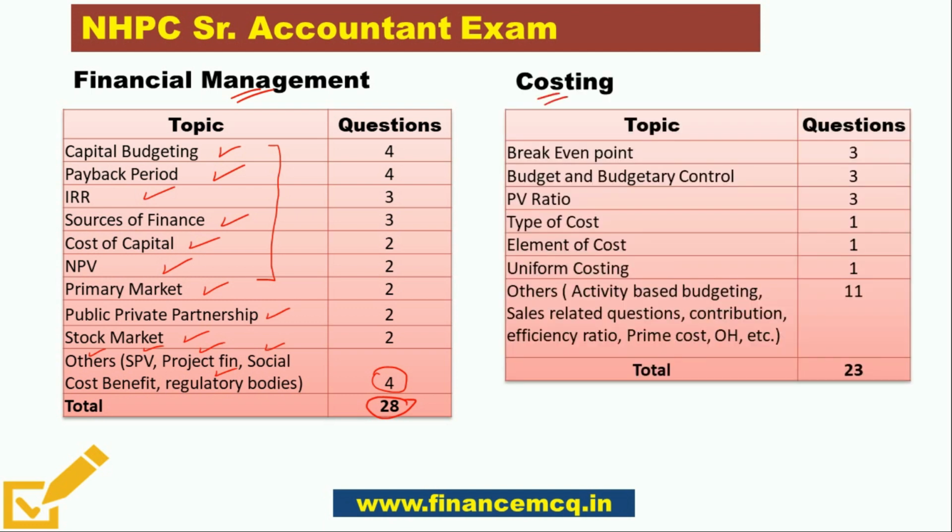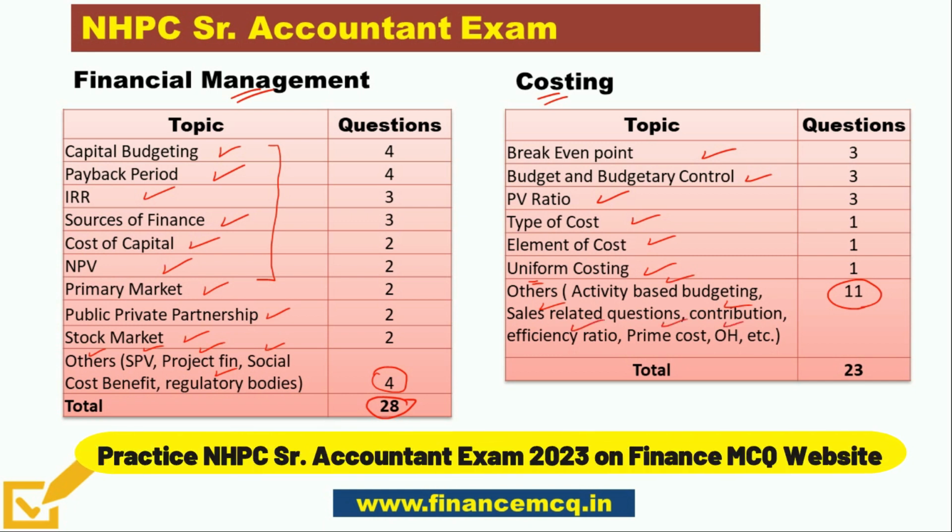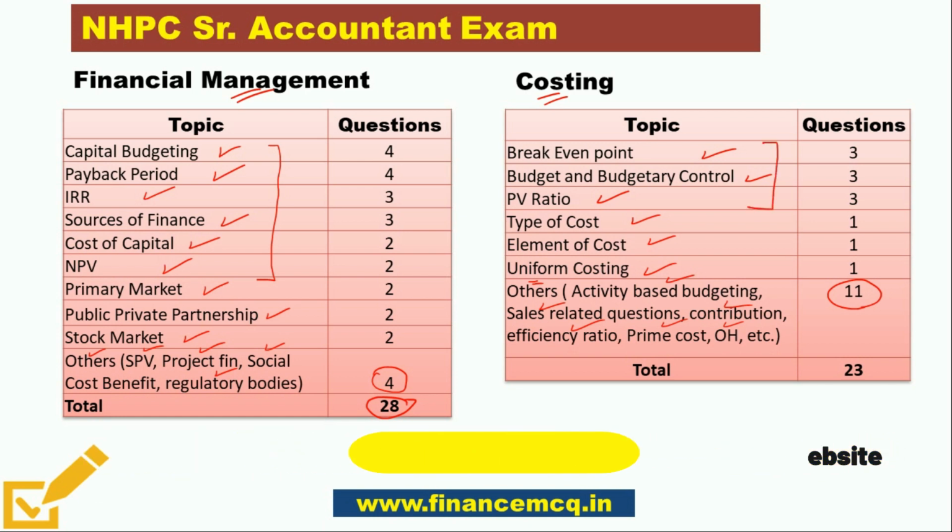Then under costing, major questions were from break-even point, budget and budgetary control, and PV ratio. Specifically, questions related to PV ratios were asked. Then questions from type of cost, element, and uniform costing. Then from other topics of costing, a total of 11 questions were asked. In that, there were questions from activity based budgeting, sales related questions, then contribution, efficiency ratio, primary cost, overhead cost, etc. Like this, a total of 11 questions were from other topics. Here these topics are very important, and you need to prepare their questions definitely before going for the examination.